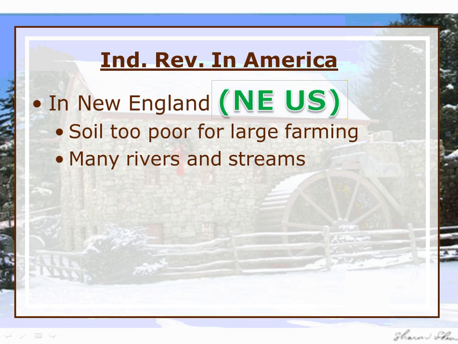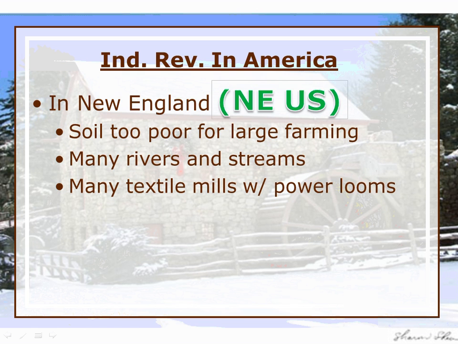Give you a hint. PL. Power loom, yeah. There were many textile mills, factories that made cloth with power looms located on the rivers. And they wove cloth from cotton. Take the cotton fibers, spin it with a spinning jenny, and then take that yarn and weave it into cloth.